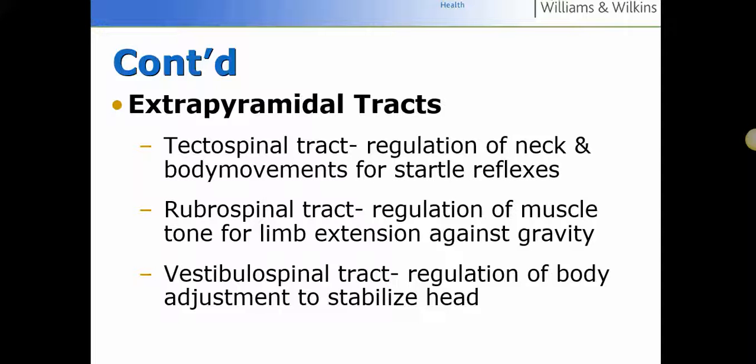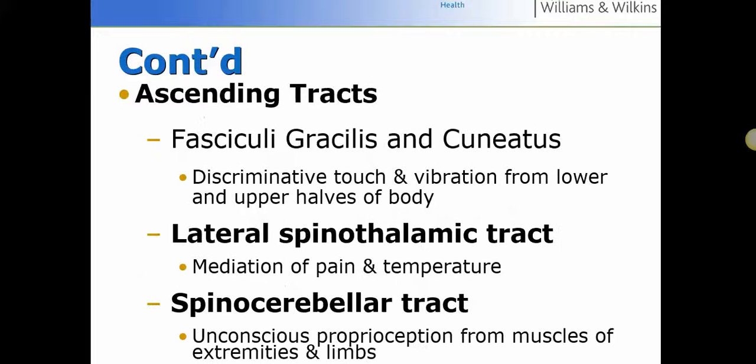And finally, you have the vestibulospinal, which helps in regulating the body adjustment to stabilize the head, and also it helps you to maintain an appropriate posture. That's about the motor part.